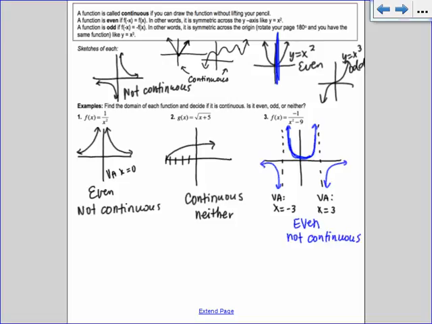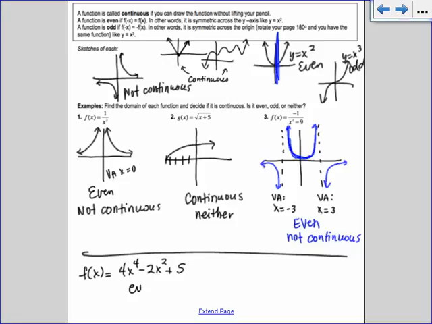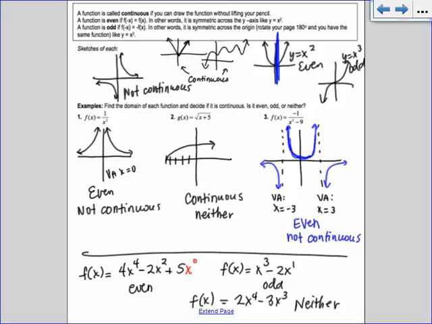Okay, so there is a trick for telling if some things are even or odd. If you have a function that looks like 4x to the 4th minus 2x squared plus 5, that is actually even. And I can tell immediately looking at it because this is 5x to the 0, and all of my powers are even. I have 4, 2, and 0. But if I have f of x equals x cubed minus 2x, that's x cubed and x to the first, that would be odd. But if you have one that's a combination of the two, that is neither. So you can tell pretty quickly if things are even or odd.